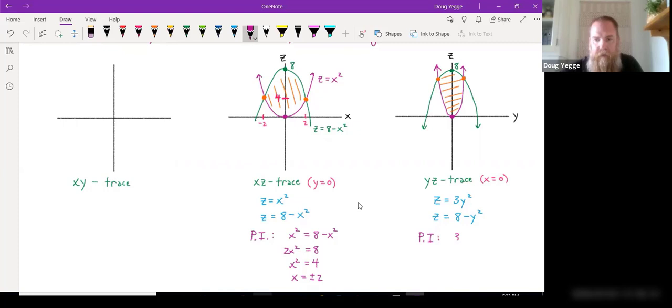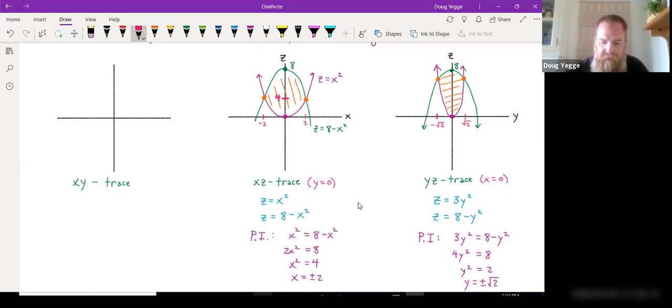We're going to set 3y squared equal to 8 minus y squared, or in other words, 4y squared equals 8, which implies that y squared is equal to 2. So the y coordinates are plus or minus the square root of 2. Remember, the y coordinates are on the y-axis down here, so that's at -√2, and that's at +√2.